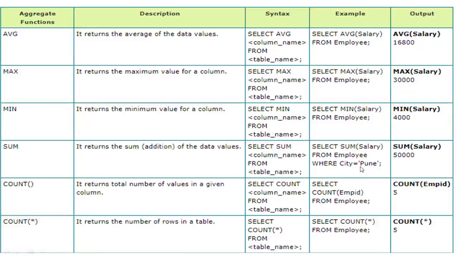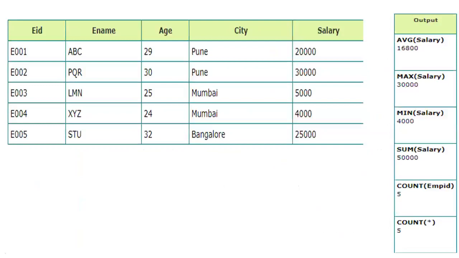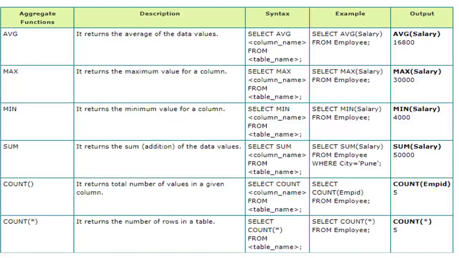Suppose for example the table has Pune and other cities. You have two records with Pune, two records with Mumbai, and one with Bangalore. Since you have given the condition Pune here, the values are 20,000 and 30,000, and 20,000 plus 30,000 gives you 50,000. Similarly, you can find the summation for other conditions also.